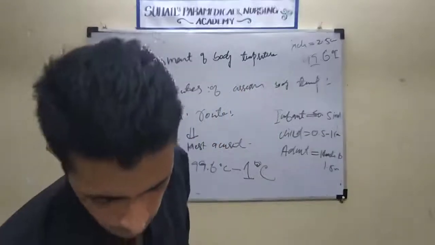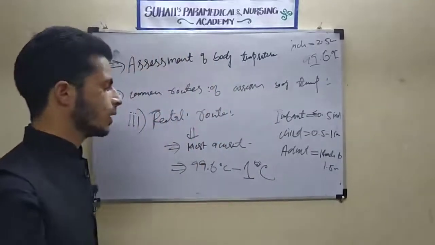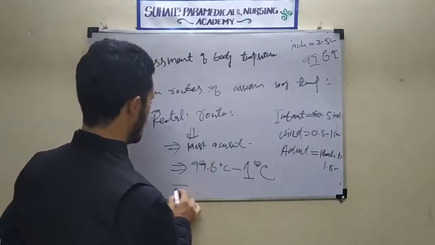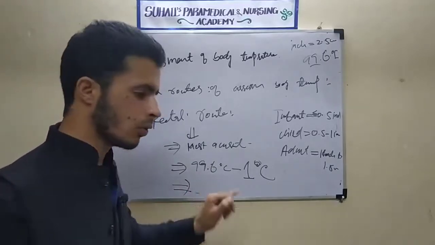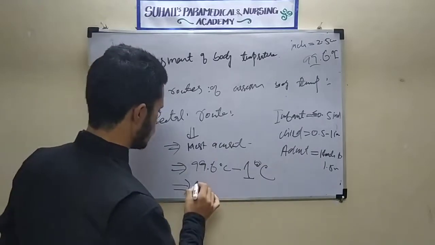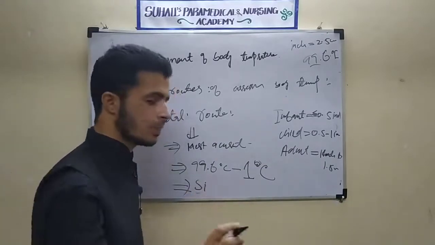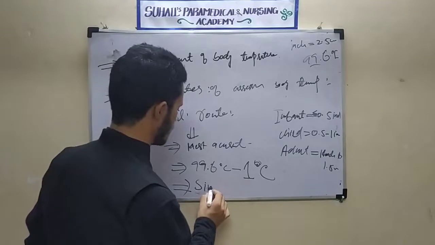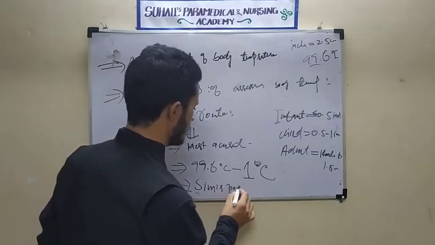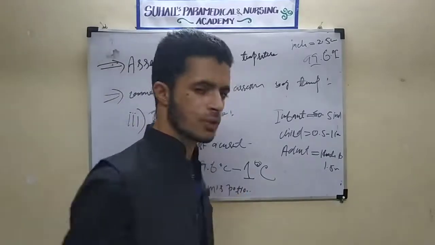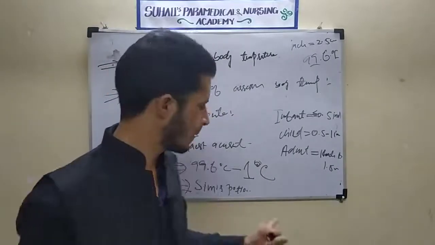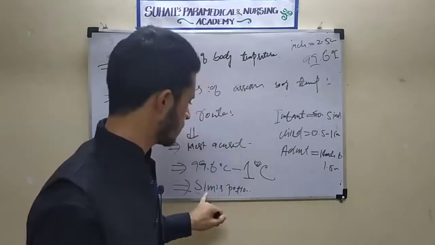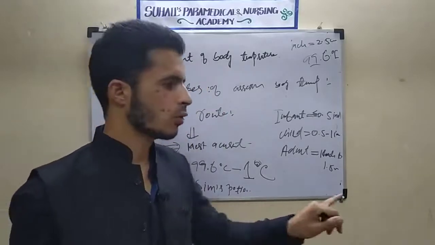This is an important question also. And remember one more thing, that when we are going for the rectal route assessment of body temperature, when we are going to the patient, first we should tell the patient to take a Sims position. So Sims position is the best option, the first priority. If it is not possible, then we can go for lateral position.